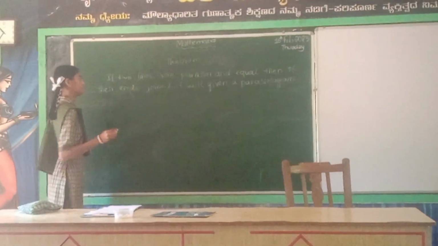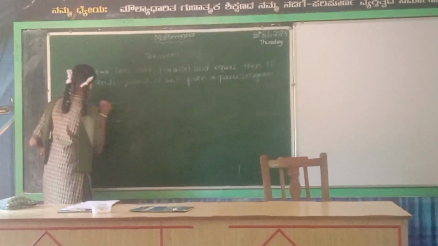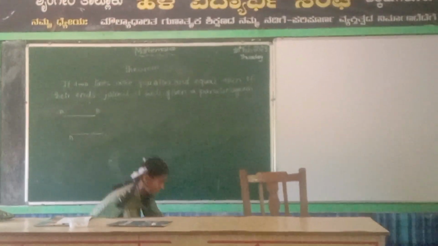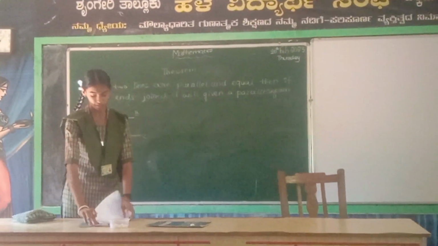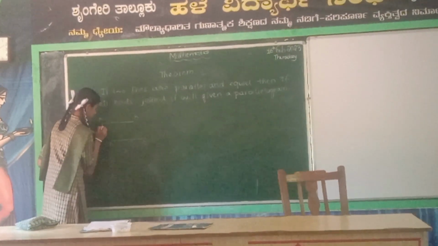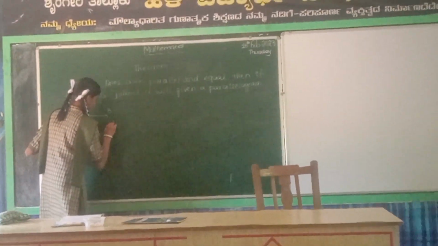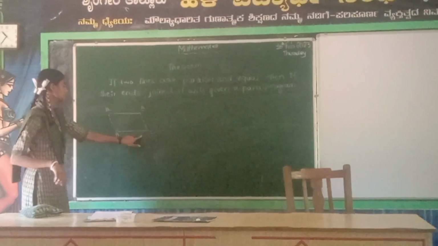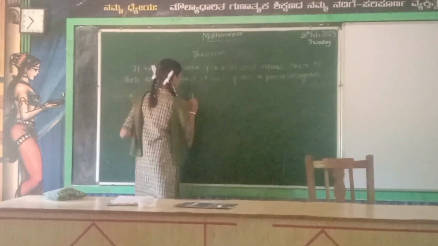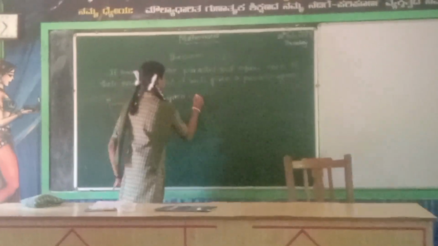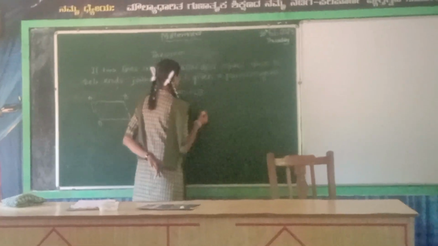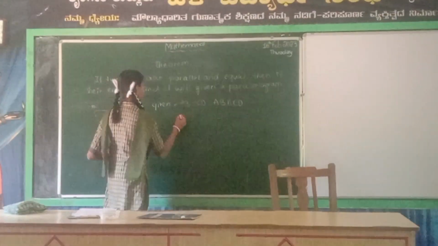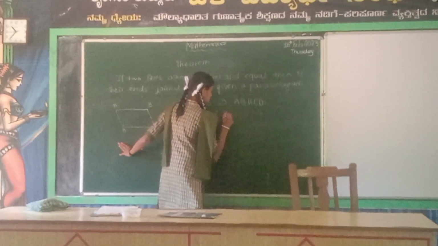So, I draw two lines which are parallel and equal and name them A, B, C and D. Here I will join both ends of the lines. Given is AB equal to CD and AB parallel to CD. AD and BC are joined.